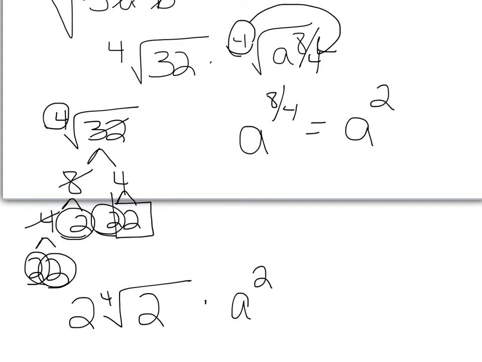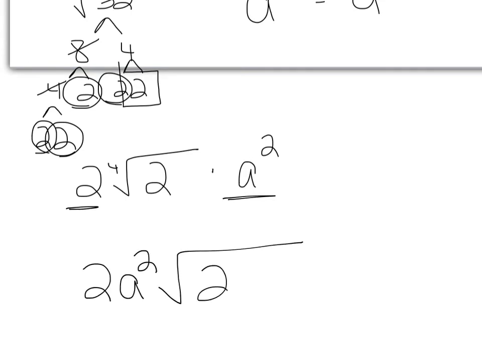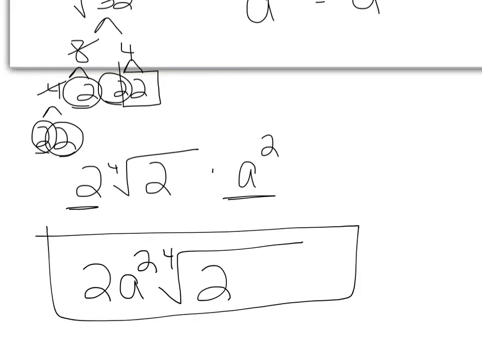And we know 8 over 4 is just 2, so this is actually a squared. Now, a squared is outside of the radical. So it's actually 2 times a squared. So we'll say 2a squared times the fourth root of 2. Okay, and that is our answer.